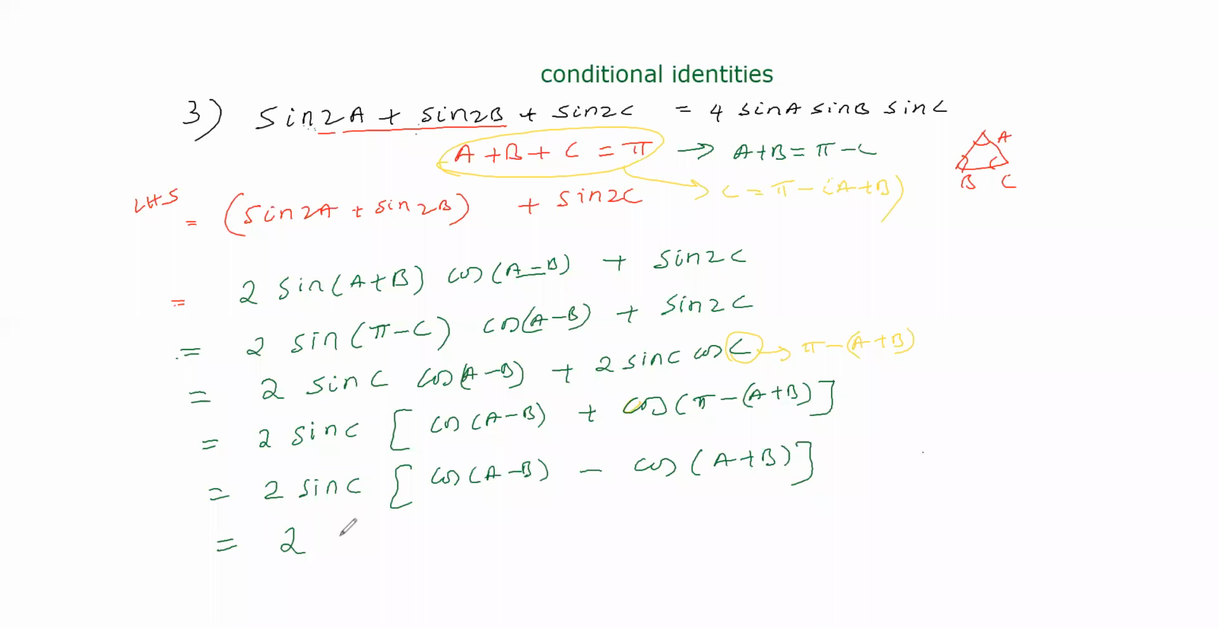So now see here, this is 2 sin C, and the formula for cos(A - B) - cos(A + B) is 2 sin A sin B. So this is 2 sin C times 2 sin A sin B. Now 2 into 2 is 4. So this is 4 sin A sin B sin C.